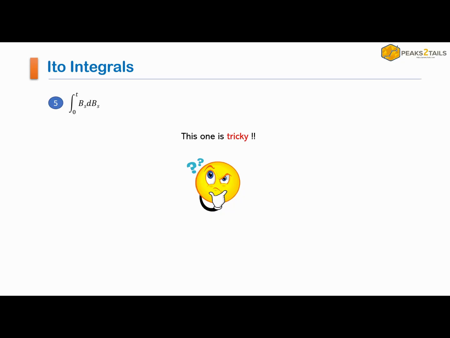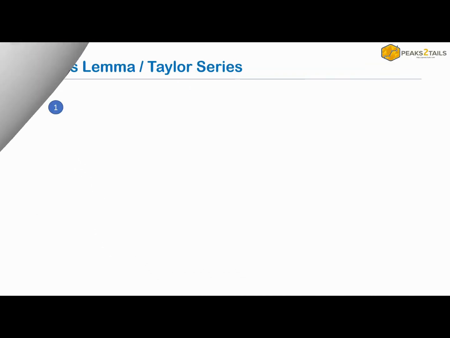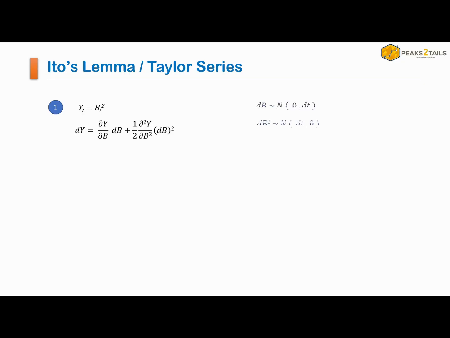So let's look at our first example of Ito lemma or Taylor series. Consider this process y equal to Bt squared. The change in y, dy, is given by the Taylor series expansion. We have the first order term, which is del y by del B times dB, plus the second order term, which is half times the second order derivative times dB squared. Now from the results, we know that we can replace dB squared with dt. So this is something that we'll be continuously doing in Ito calculus.